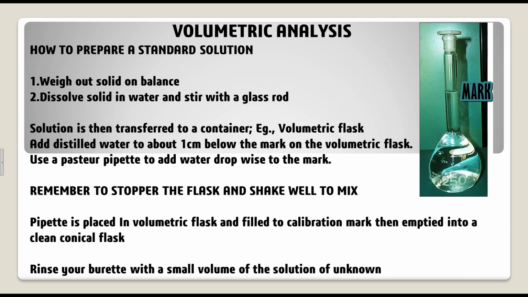Here I am going to explain how to set up this volumetric analysis titration. Number one, you have to prepare a standard solution. For that, you have to weigh out the solid using a balance. Step 2, whatever you have weighed, you mix with water using a glass rod. Then you transfer this prepared solution into a volumetric flask. Then add distilled water to about 1 centimeter below the mark of the volumetric flask.